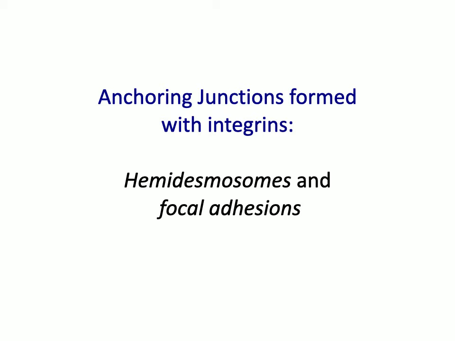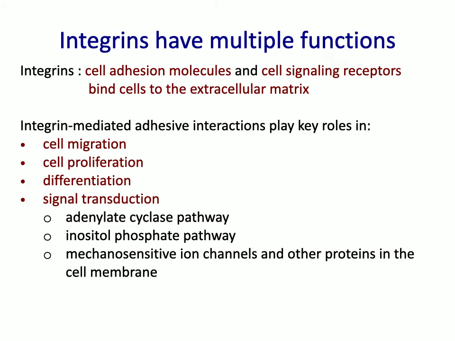Anchoring junctions that are formed with integrin proteins include hemidesmosomes and focal adhesions. Integrin proteins function in multiple ways. They both hold cells together and they contribute to signaling processes between the cells and the extracellular matrix.